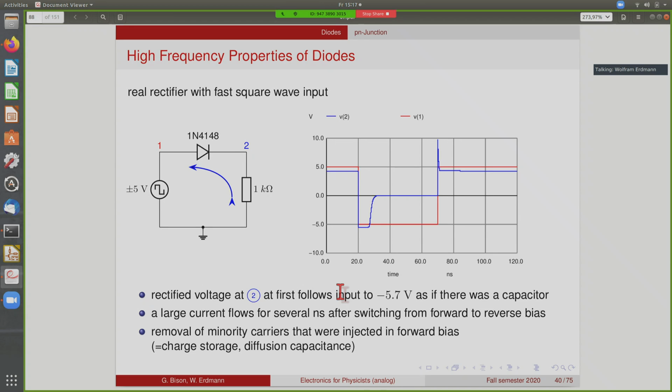If you remember, when you have the diode in forward bias, the majority carriers are injected into the other side where they are then minority carriers, and they form a significant charge storage. So this charge storage must slowly be removed and causes this effect. And this is called a charge storage or a diffusion capacitance because it acts a bit like a large capacitance.